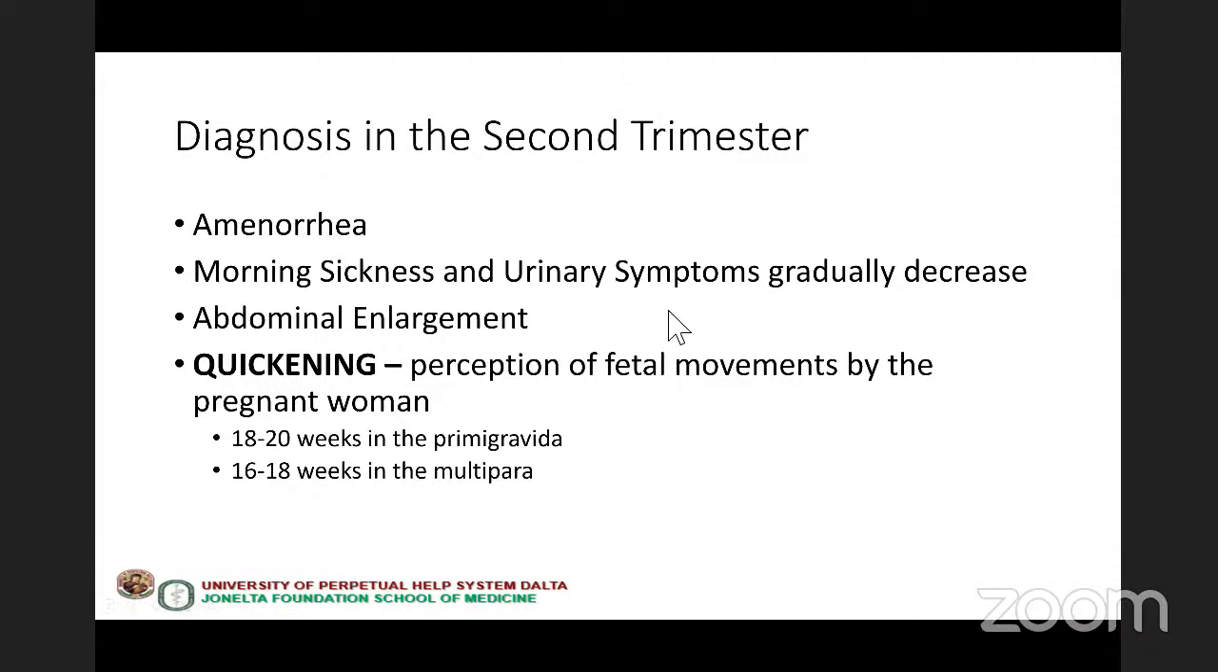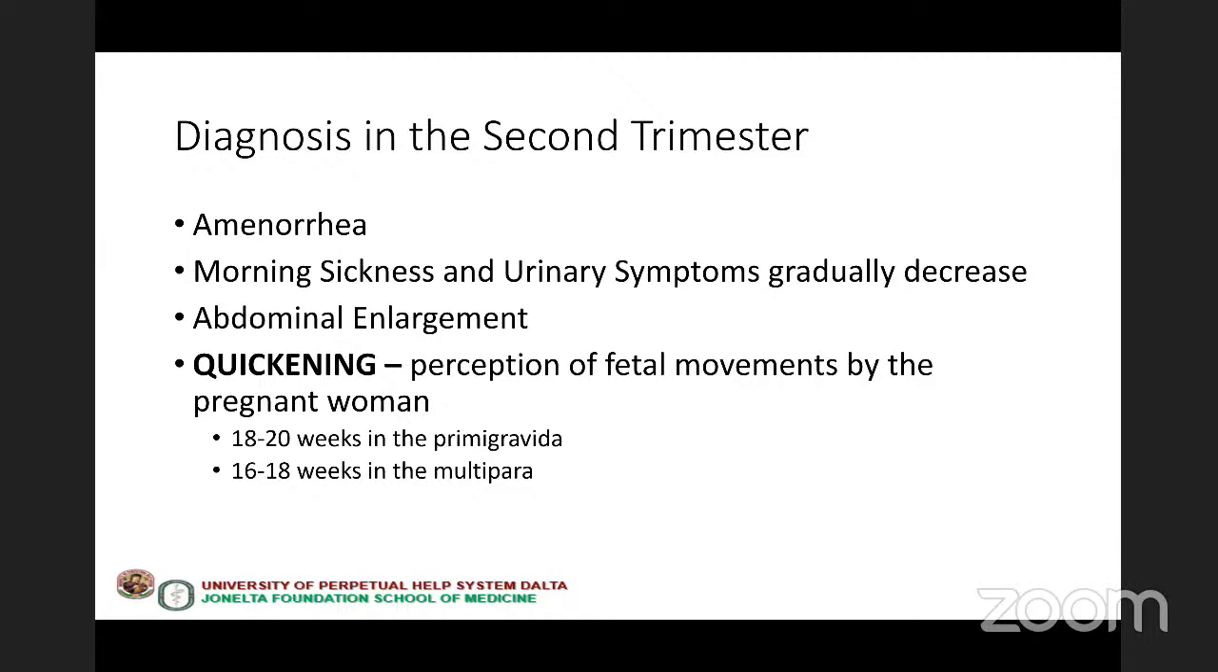Your abdominal changes would become more pronounced. Okay. And as your fetus grows, you have what you call quickening. So this is perception of fetal movements by the pregnant woman. Okay. It usually occurs 18 to 20 weeks in the primigravid, earlier for multipara at 16 to 18 weeks. Fetal movements perceived by the pregnant woman is called quickening.